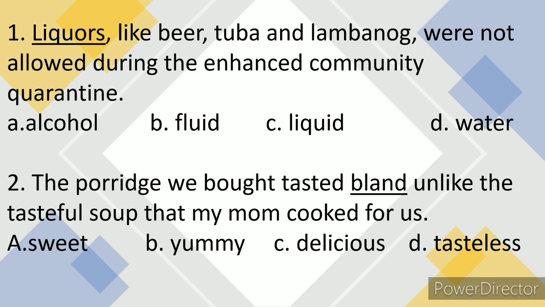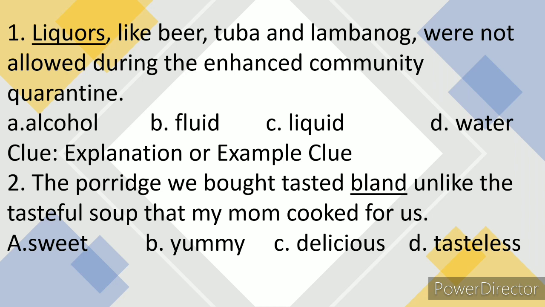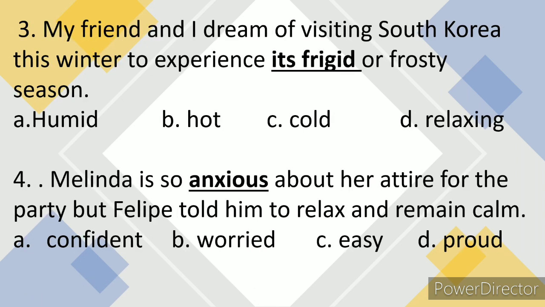Bland means tasteless. Now, this time, what type of context clue is number 1? That is explanation or example clue. Number 2 is antonym or contrast clue. Next, number 3: My friend and I dream of visiting South Korea this winter to experience its frigid or frosty season. The answer is letter C, cold.